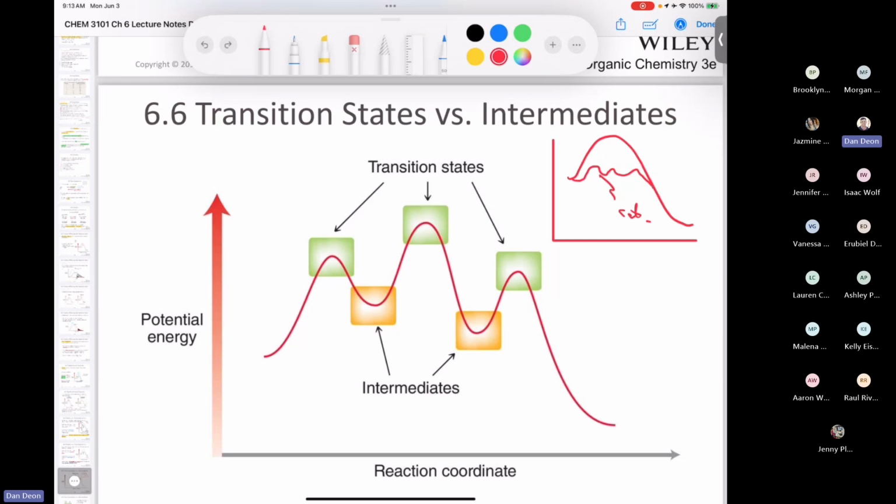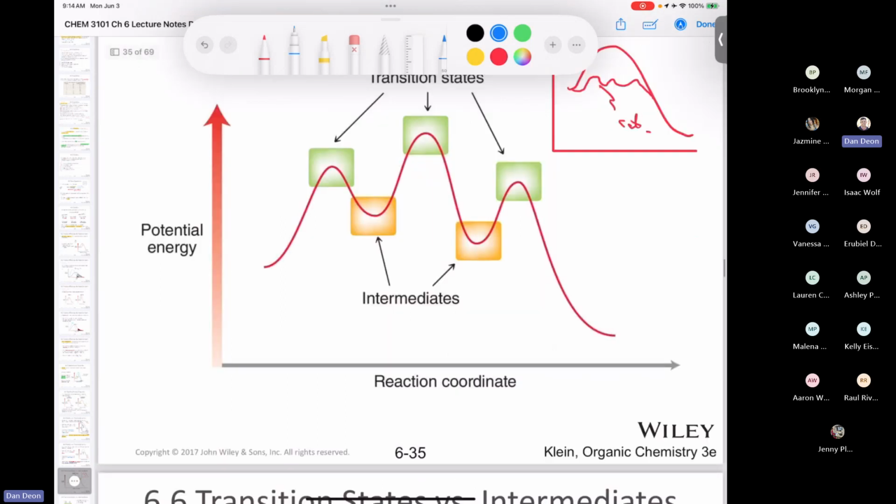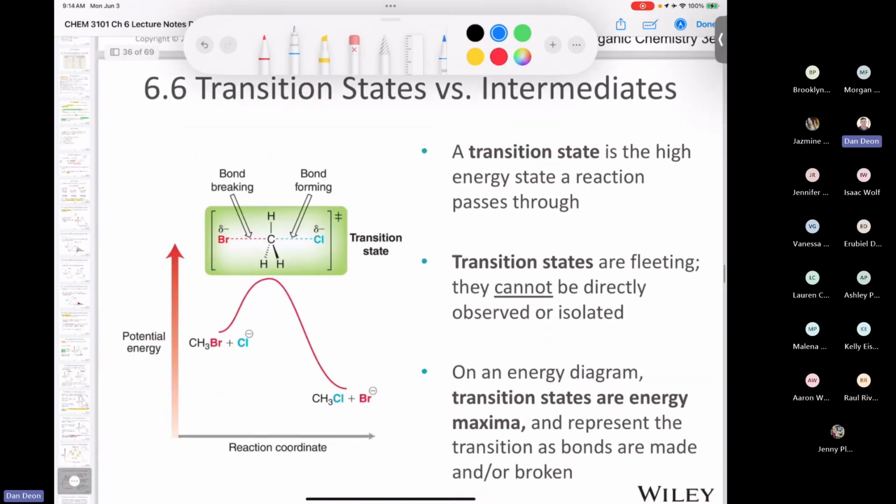When you see bumps in your reaction coordinate, what it means is that at the top, the maxima, these are called transition states, okay? You can't isolate a transition state. It's very fleeting, very quick. It's something that passes between as you go from the reactant to products. And the intermediates, those can be things like carbocations that occur along the way throughout your reaction.